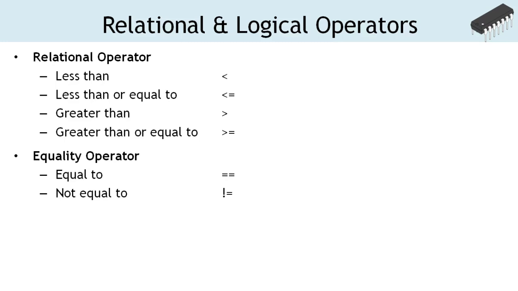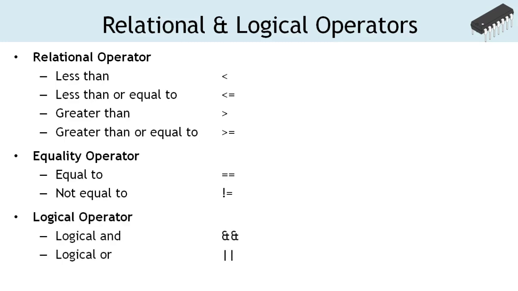Apart from relational and equality operators, C has logical operators, the logical AND and logical OR. These operators operate on logical expressions and always result in true or false. Note, in C, true is represented as numeric 1 and false as 0. The result of logical AND operation will be true if both the logical expressions are true. The logical OR operation results in true if either of the logical expressions is true.